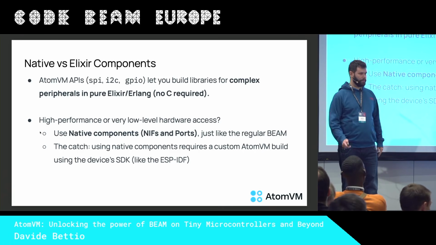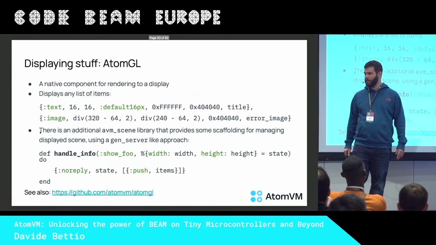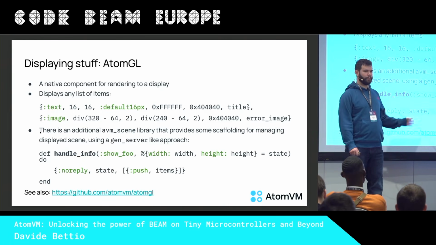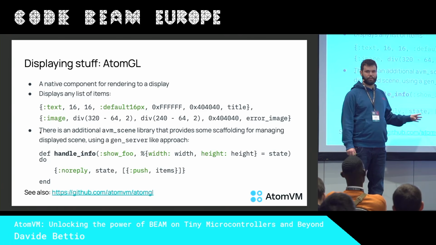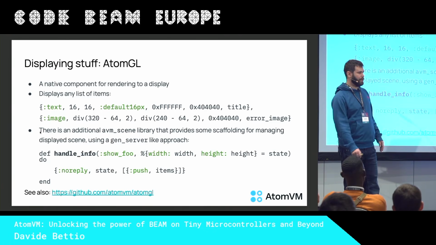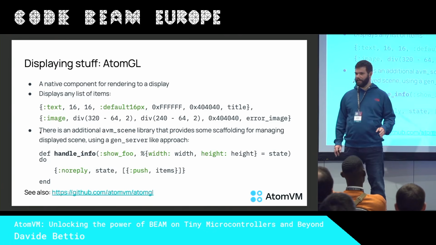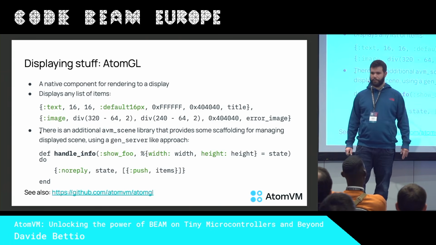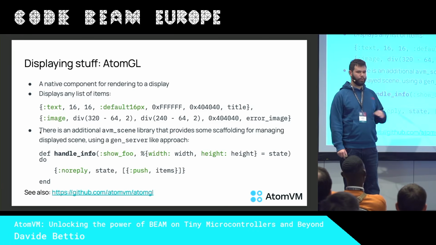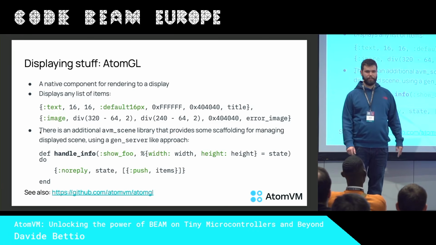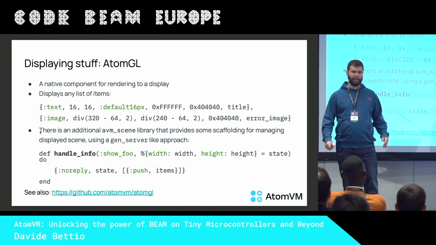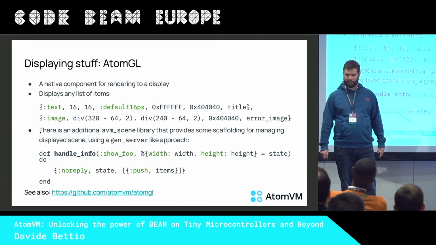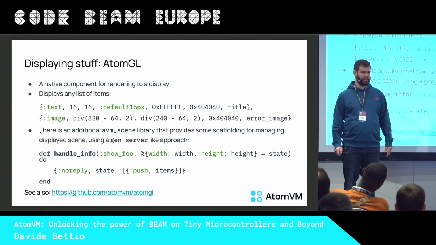And speaking of native ready-to-use components, we have a ready-to-use component for displaying stuff, that is AtomGL. AtomGL does all the work for a number of displays, and hopefully the number of supported displays will increase in the future. Anyway, what you have to do is basically push to that display a list of items that are basically some tuples with some properties. And yeah, you can display stuff as well.